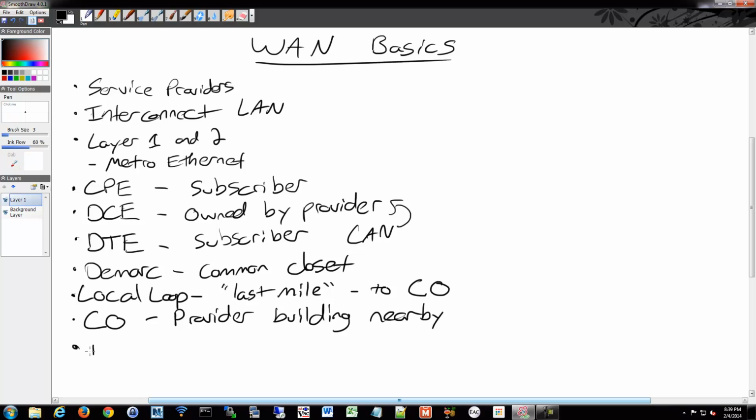And another term would be toll network, which many of them are in some fashion. All the equipment, cabling, and so on that's inside a provider's network, which is then leased out to you for a price, hence the toll.